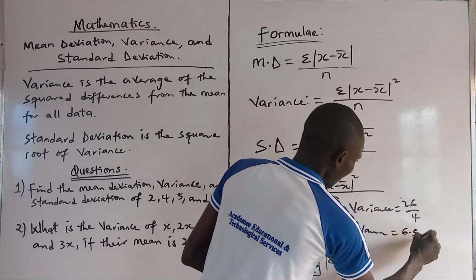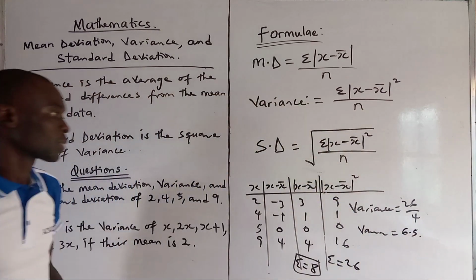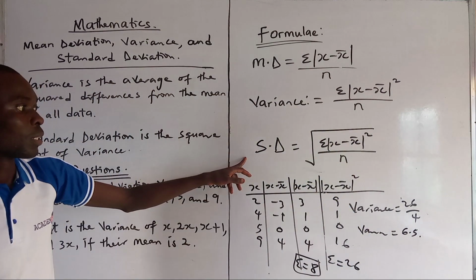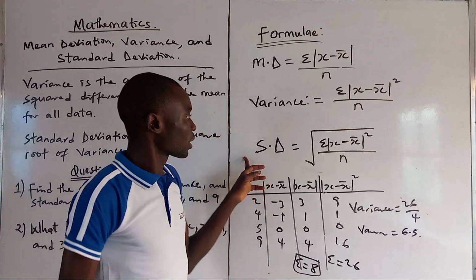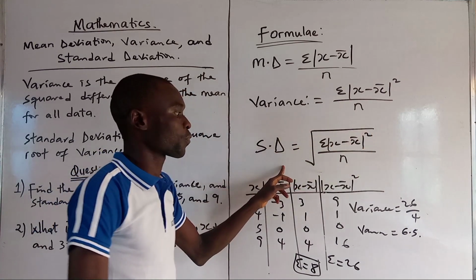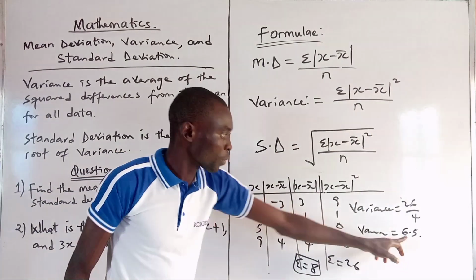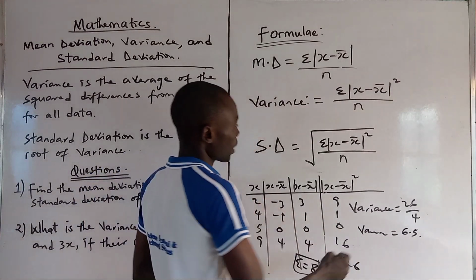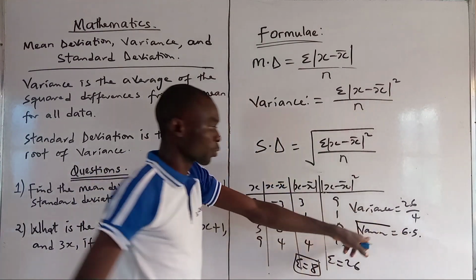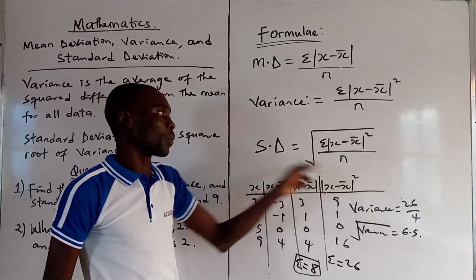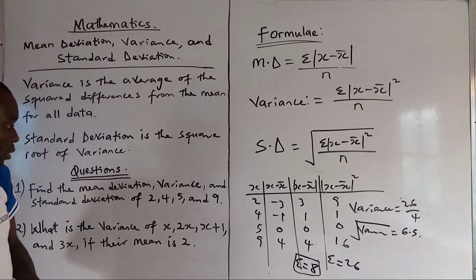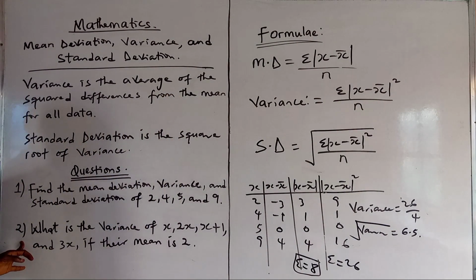So variance is 26 over 4, that's 6.5. Now moving on to standard deviation. The standard deviation here is going to be the root of 6.5, which is the root of variance. Whatever you get as the root of variance is our standard deviation. Now let's go to the second question.